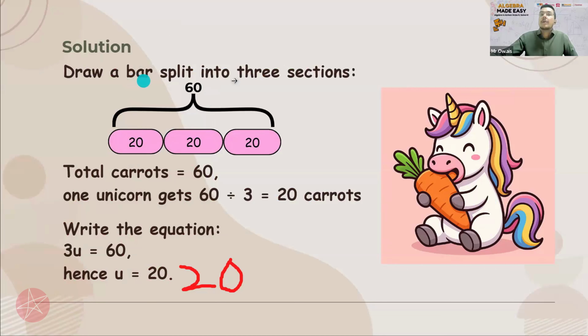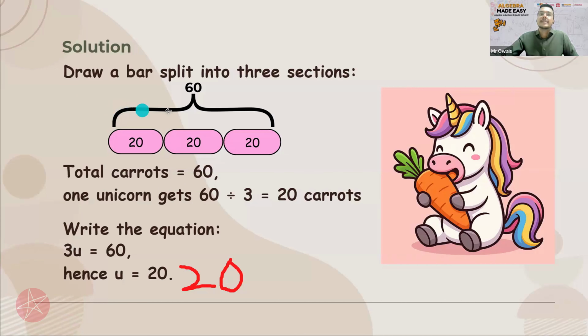So we're going to draw a bar to represent all the carrots, and then we're going to split it into 3 sections. Why 3 sections? Because there are 3 unicorns, right? Yes, perfect. So each of these boxes represents how many carrots one unicorn ate. So right now we don't know this 20, but what we do know is that the total number of carrots is 60.